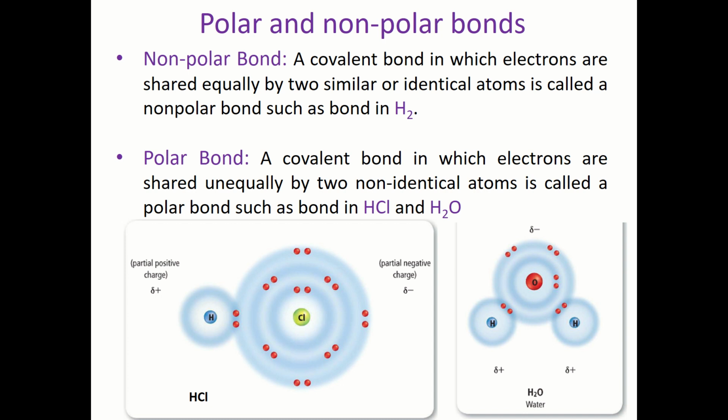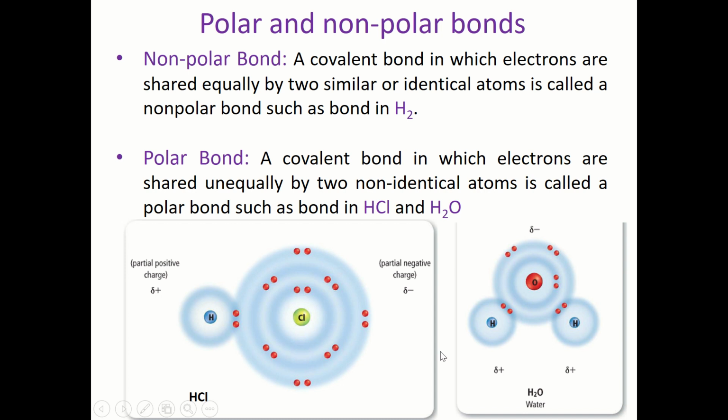Now remember, these negative and positive charges are not happening because of gaining and losing like in the ionic bond. That's still sharing, as I mentioned, but it is not equal sharing. It is unequal sharing. That's why a partial negative charge appears on one of the atoms, and a partial positive charge appears on the other one.